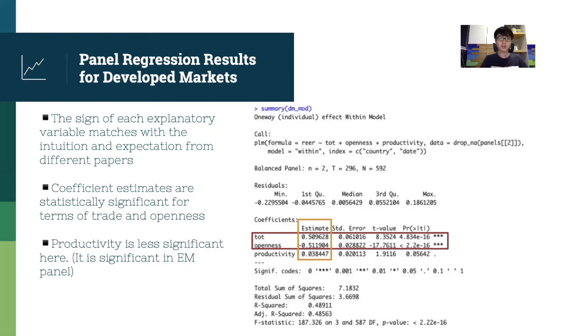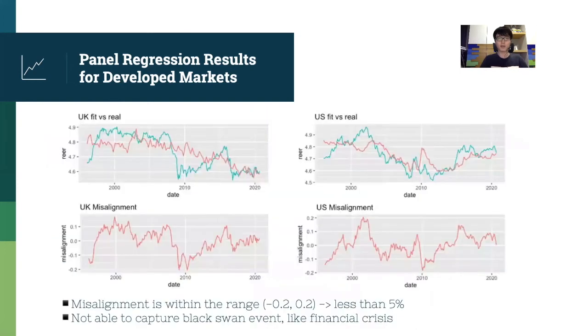In fact, this makes sense because developed countries all share a similar level of productivity. We will revisit this when we talk about emerging markets panel. Based on the regression model, we plot the actual FX rates and predicted rates as following. The blue line is the real rates, while the red line is the predicted rates. The two graphs below show the misalignment between the real rates and predicted rates.